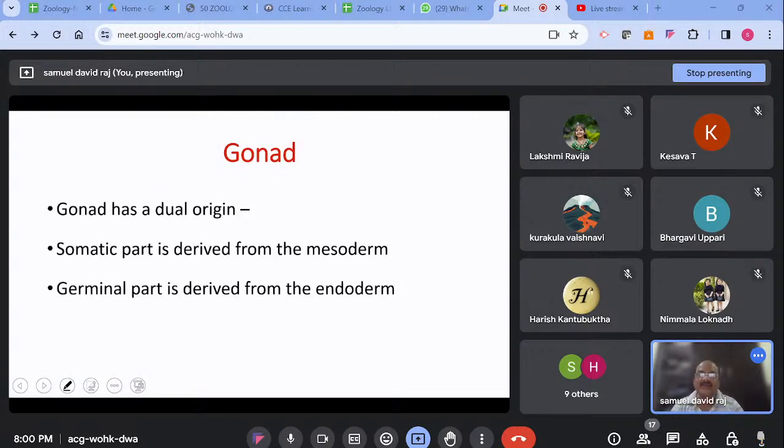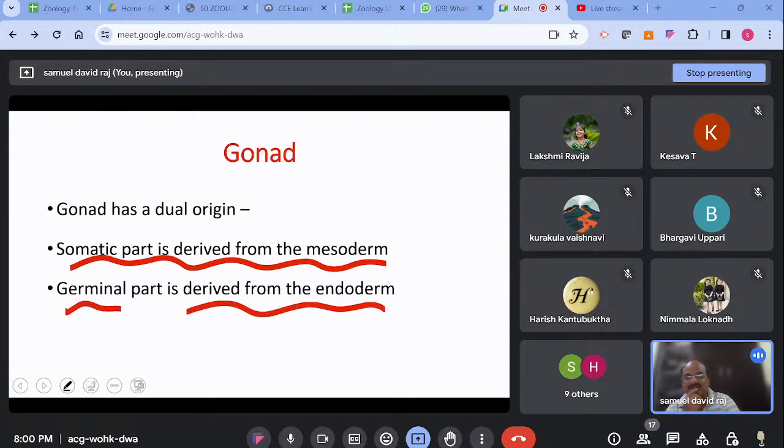And coming finally to the gonad. Whether the primordial germ cells are endodermal in origin, mesodermal in origin, or originate in the yolk sac, their ultimate destination is the gonad, either testis or ovary. And the gonad is found to have a dual origin. The somatic part is derived from the mesoderm, and the germinal part, from which the gametes are produced, is derived from the endoderm.